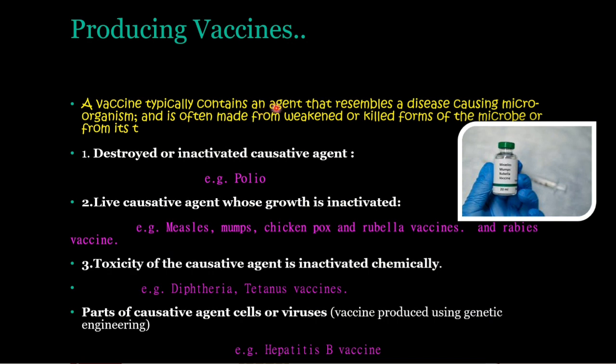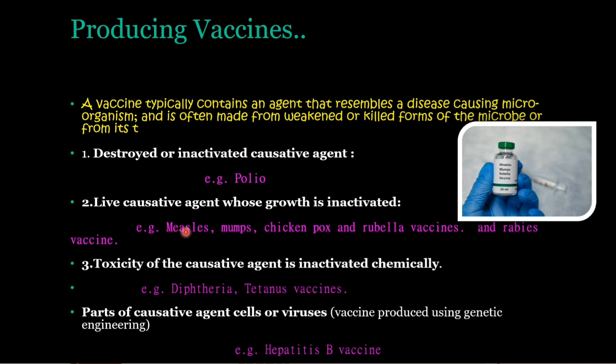And producing vaccines. A vaccine typically contains an agent that resembles a disease-causing microorganism and is often made from weakened or killed forms of the microbe from its nature. You can see here, destroyed or inactivated causative agent. This is the first way of producing vaccines using microorganisms. The best example for it is polio. Second one, causative agent whose growth is inactivated. It means the microbe is living but its growth is inactivated.